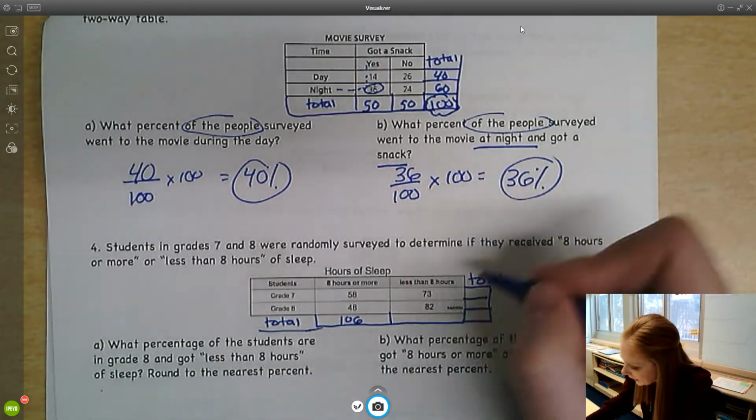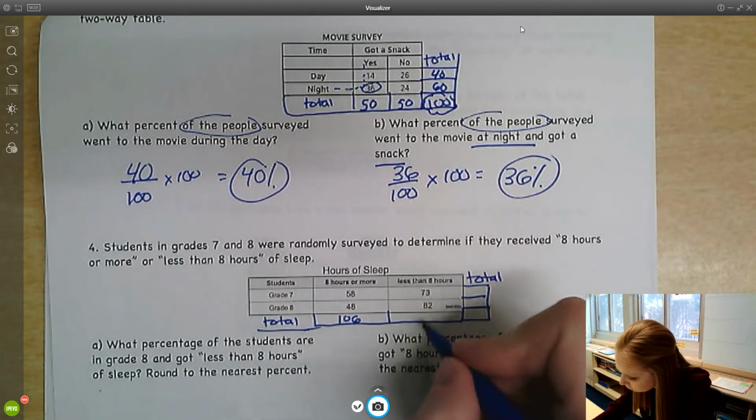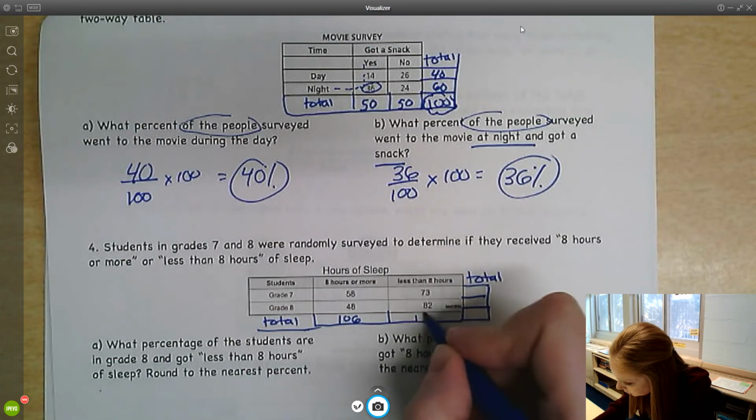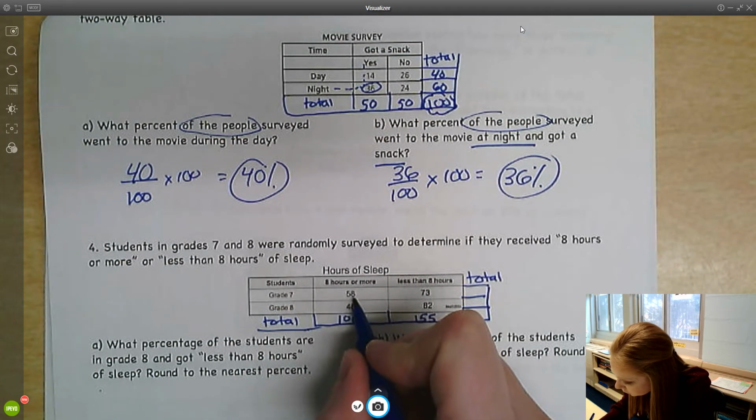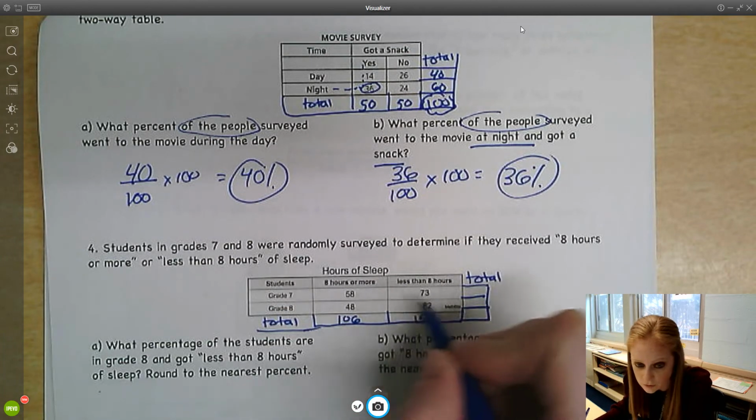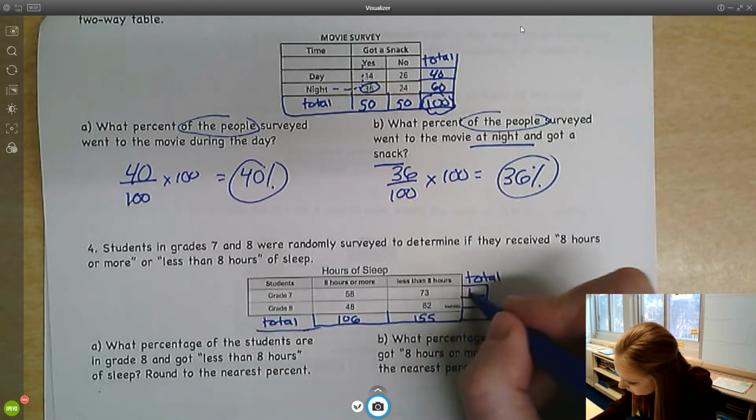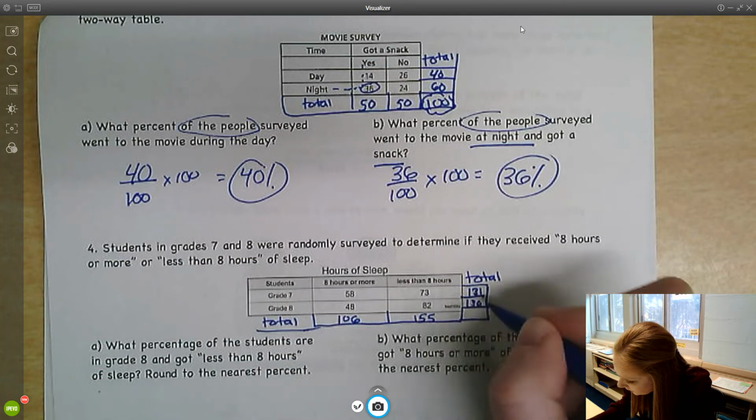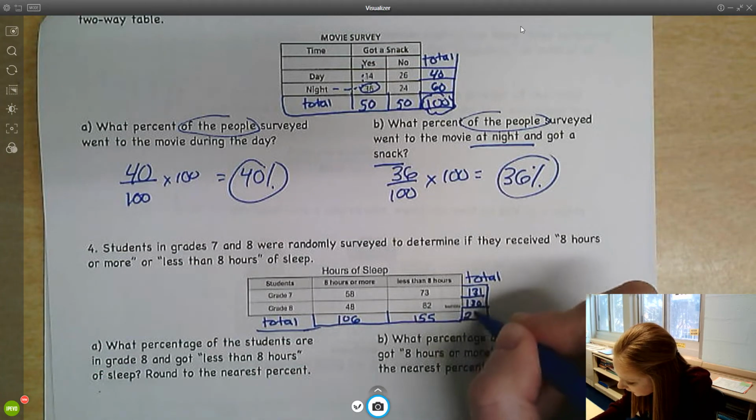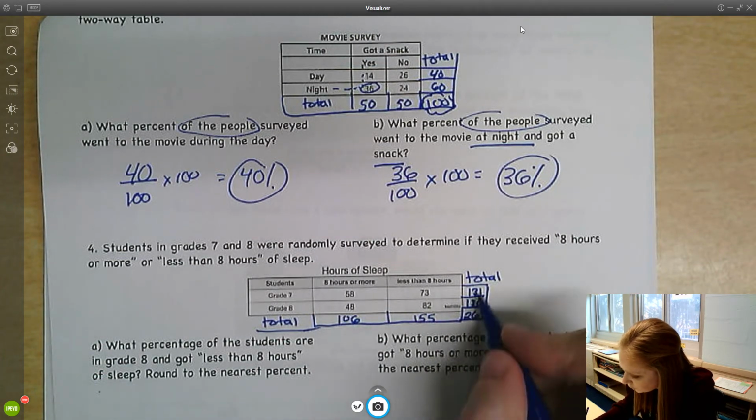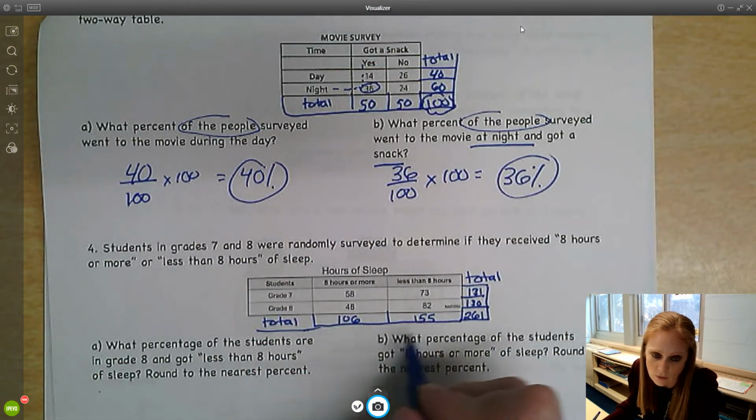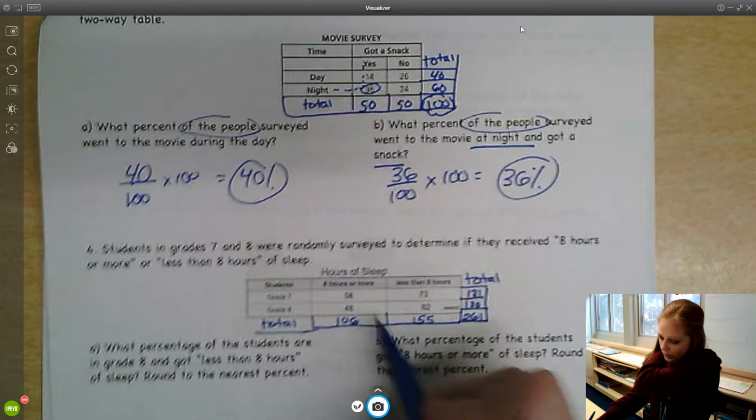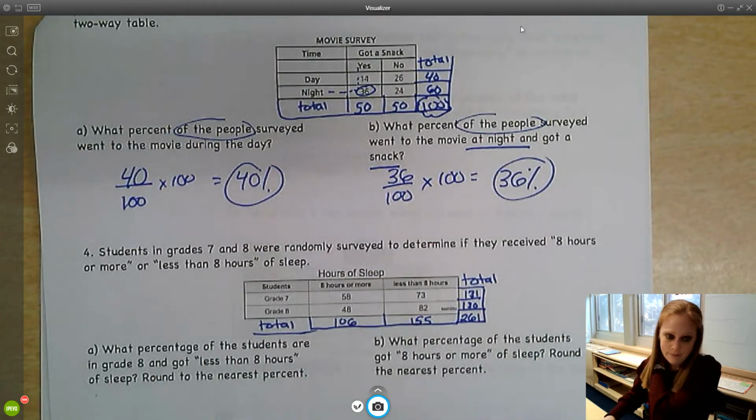For less than 8 hours, we're going to add together our 7th and 8th graders. The total number of people who said they got less than 8 hours of sleep is 155. The total number of 7th graders surveyed, we have to add together both choices for 7th grade, and that's 131. 8th grade is 130. And then our grand total would be 261, whether you add the 7th and 8th graders together, or you add the 2 different sleep options together, or you add all 4 data together.